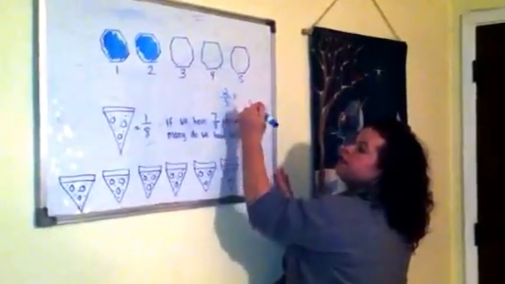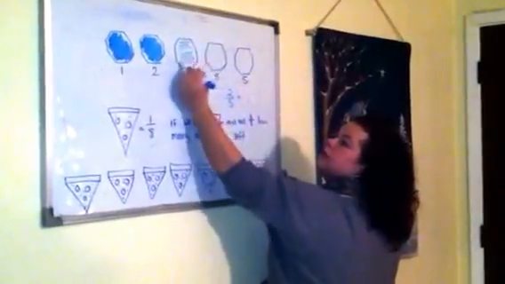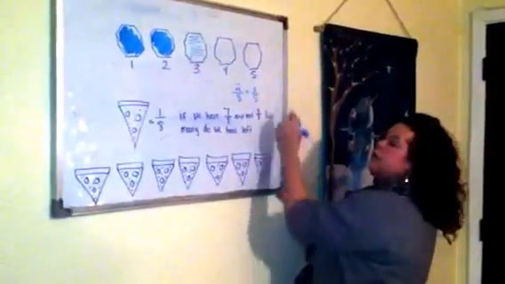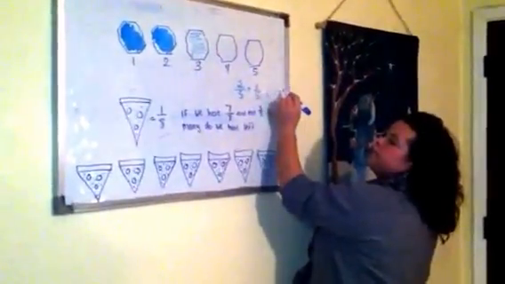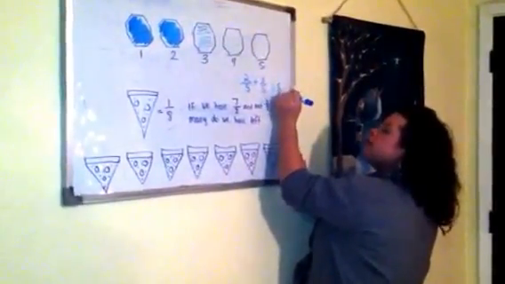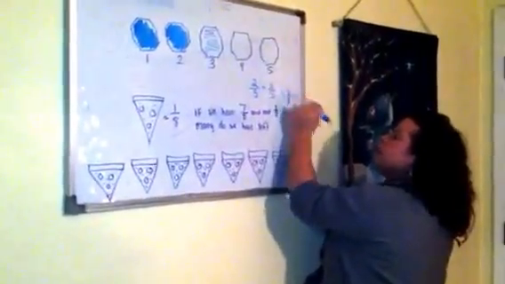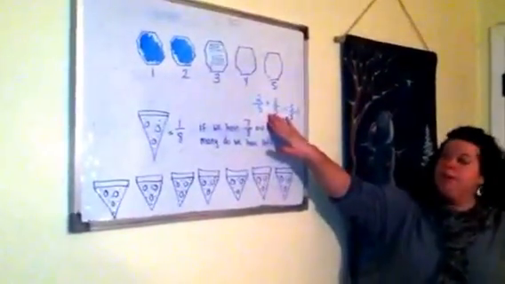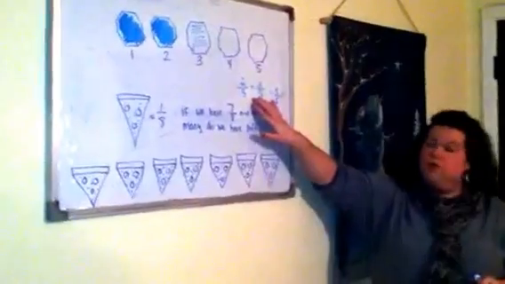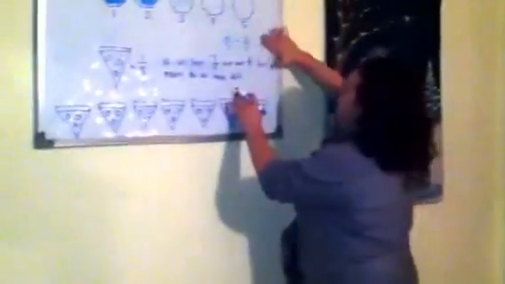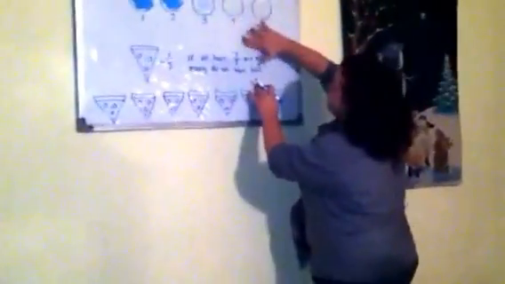So if we're going to add 2/5 plus 3/5, we would get how many? 5/5 or 1. That's right. So the same thing is going to happen when we are subtracting fractions. The denominators, we have to look and make sure they are the same. Okay? We're going to do this example.